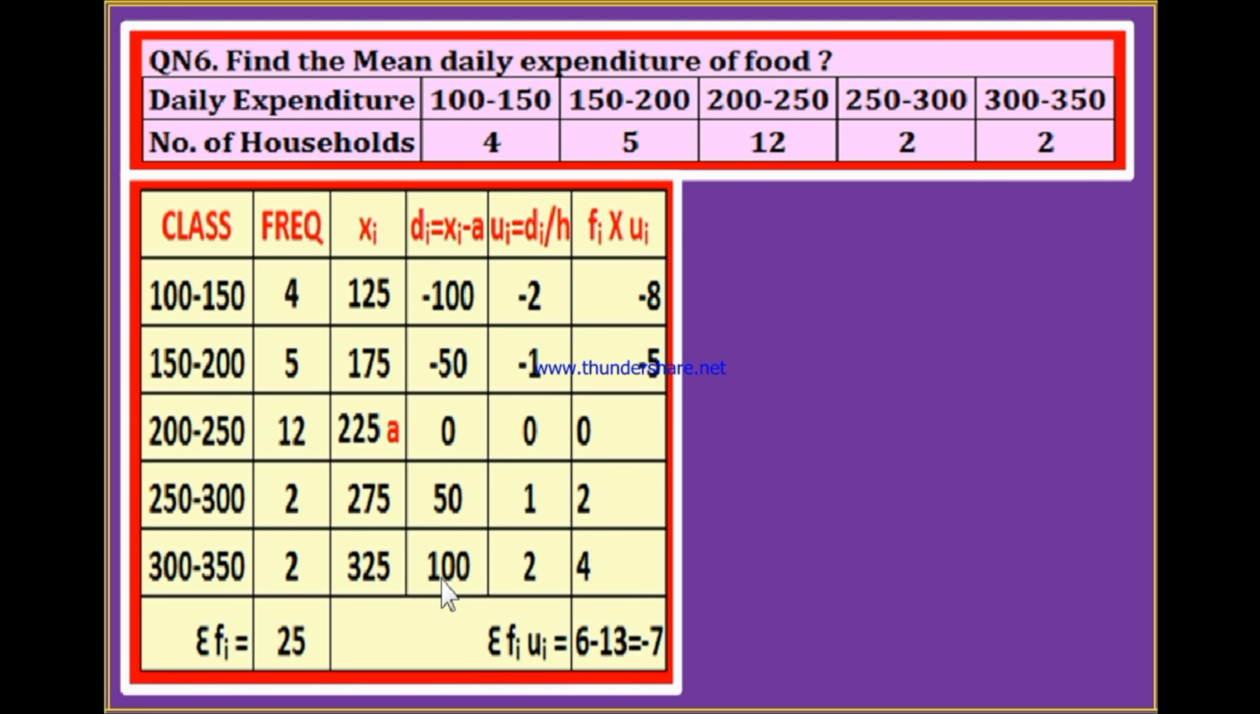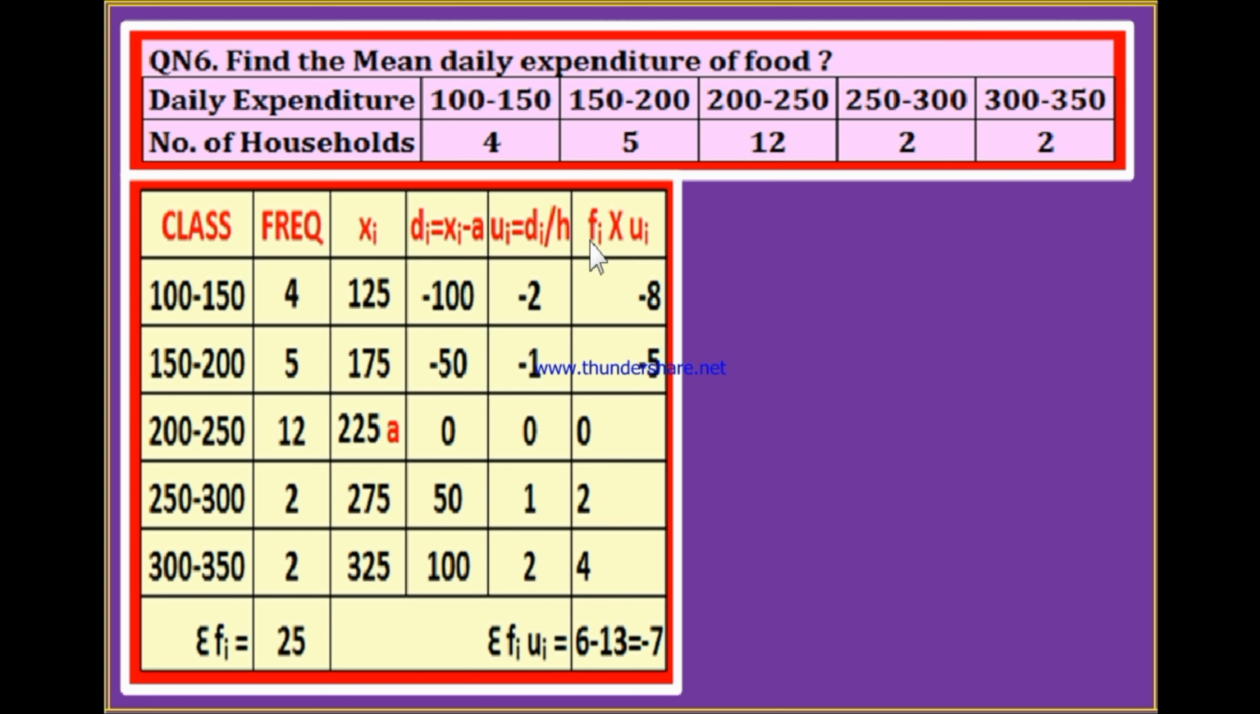These are the deviations. After deviations, the next column is for ui. How to get ui? Ui is equal to di divided by h. We already found h is equal to 50. Now you divide all these values by 50. Minus 100 divided by 50 is minus 2. Minus 50 divided by 50 is minus 1. 0 divided by 50 is 0. 50 divided by 50 is 1. And 100 divided by 50 is 2. These are ui values.